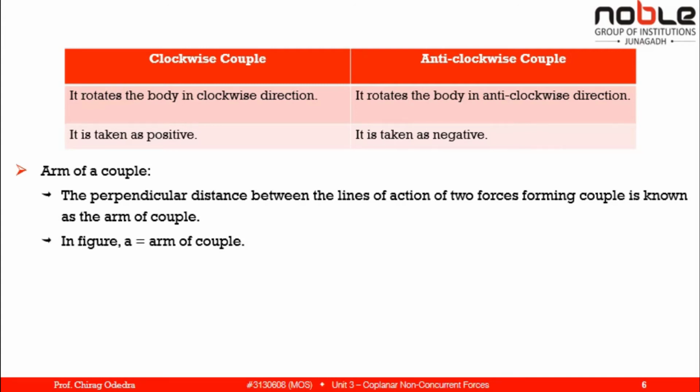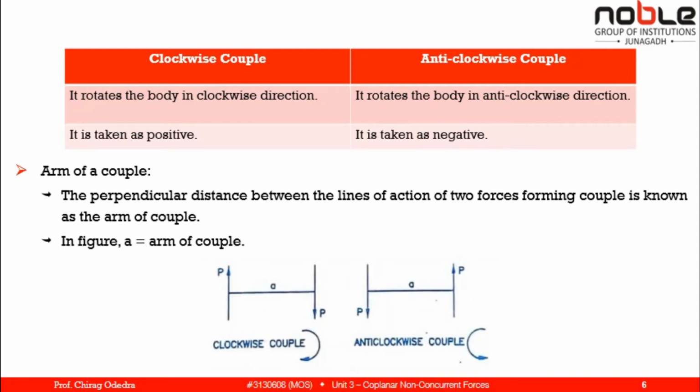So next phenomenon is arm of a couple. The definition is the perpendicular distance between the line of action of the two forces forming a couple is known as arm of a couple. In the figure, A is equal to arm of a couple. That means the perpendicular distance, that is A, between the line of action of two forces. The line of action of this force is this, and this downward force is this. So what is perpendicular distance? These both are vertical forces. So perpendicular to this is a horizontal distance, that is A. So this A is arm of couple.